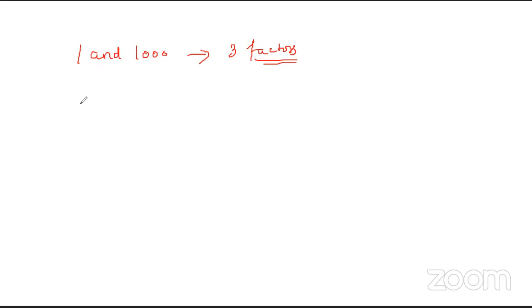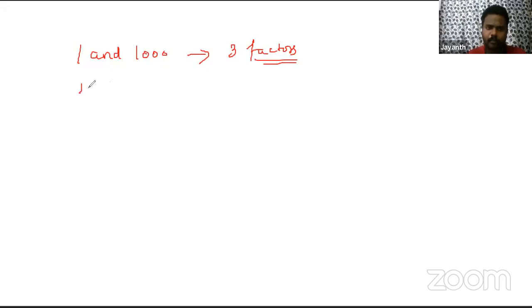The first 3-factor number is 4. Okay, look, why 4? Because what are the factors of 4? 1, 2, 4. How many factors do you have? 3 factors. So you tell me the next 3-factor numbers. The first number is 4. Tell me the next one and the third one, so you will have an idea and definitely come out with an answer.